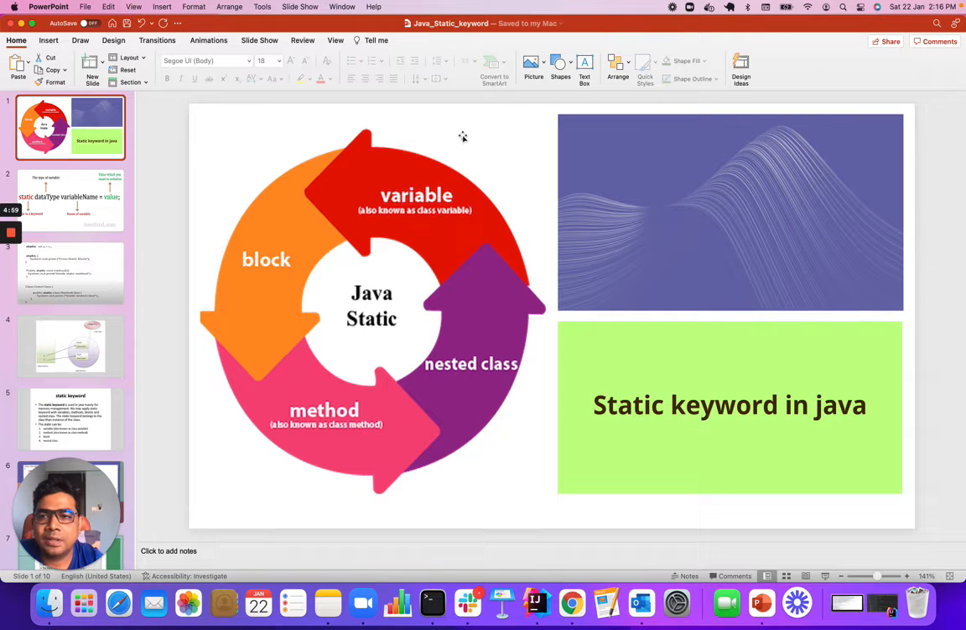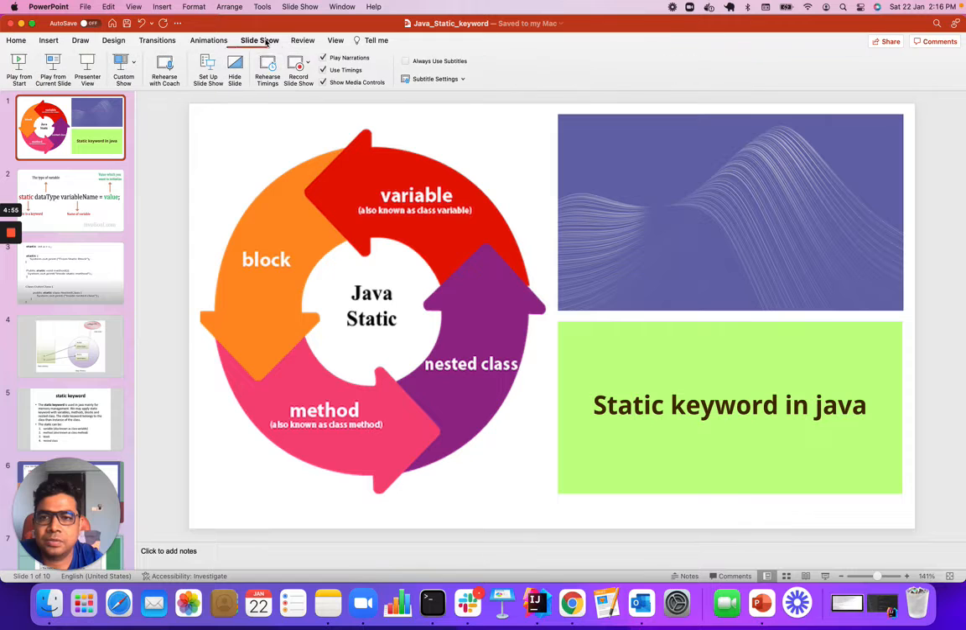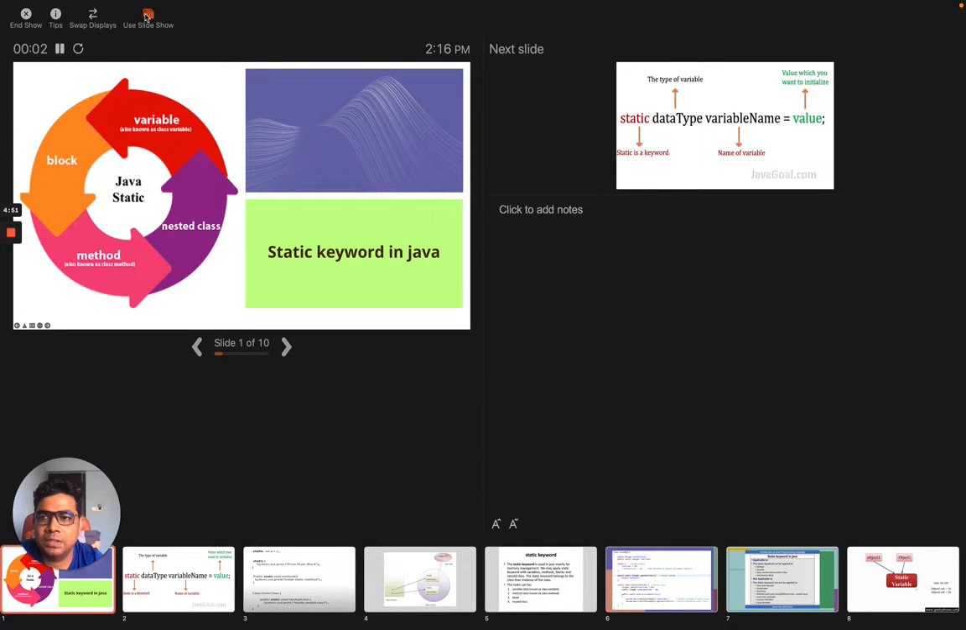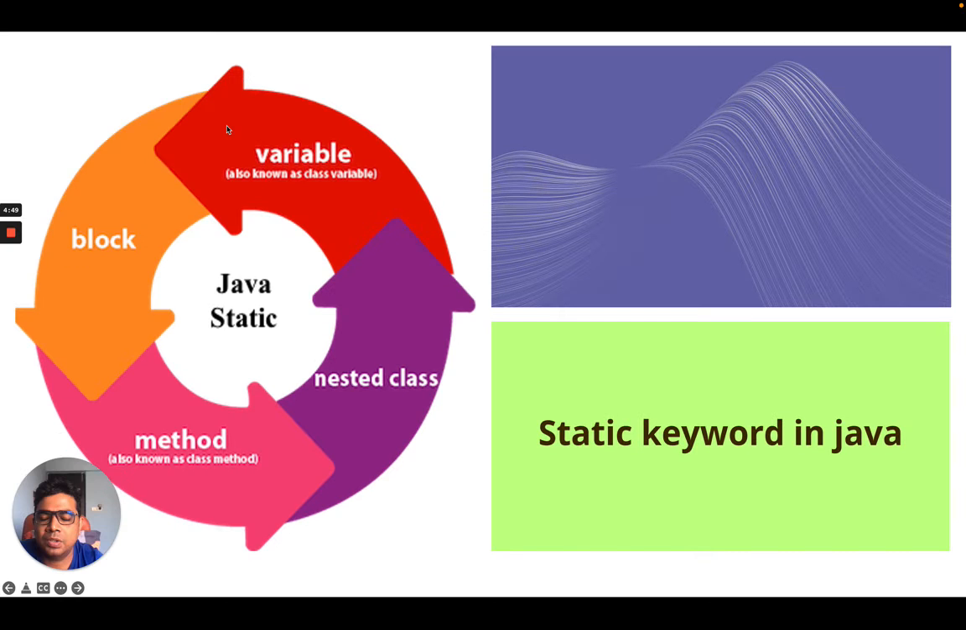Hello everyone. Let's talk about the static keyword in Java today. So let's learn about what is the static keyword, when to use it, when not to use it, and what are the different constants related to the Java static keyword. So let's get started.